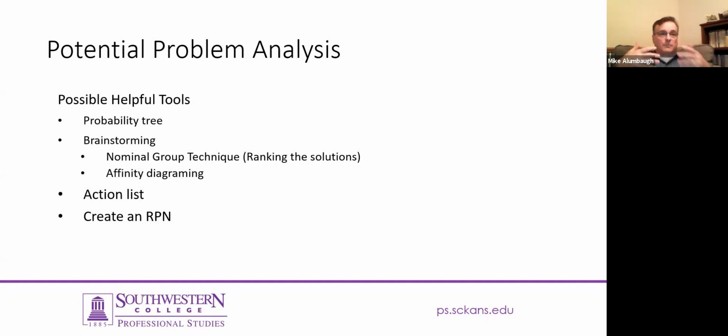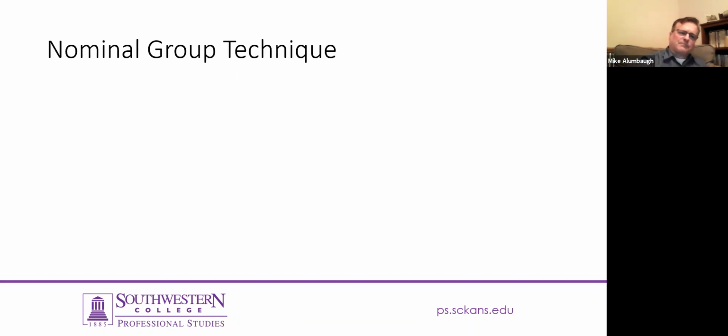So probability trees and potential problem analysis make a lot of sense. Brainstorming, you can use a lot of different ways, however you want to brainstorm: nominal group technique, affinity diagramming, whatever. Action lists are part, just like in the other phases of Kepner-Tregoe, create your ranking and prioritization number, okay?